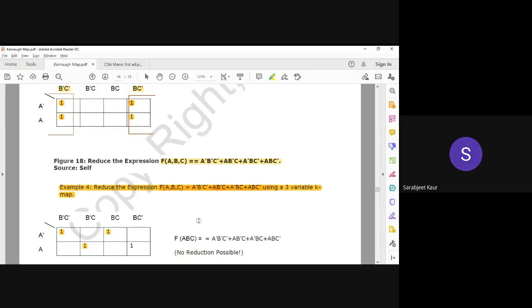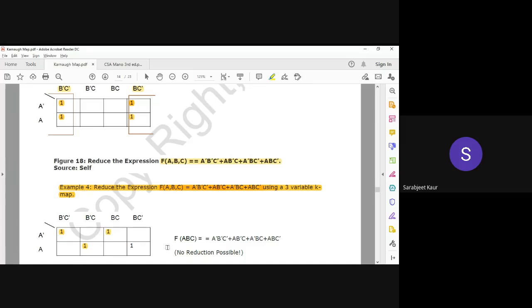Is this clear to everybody? In this case, there are no adjacent squares which contain 1 adjacent horizontally or vertically. There are squares which are diagonally adjacent, but our grouping rules do not allow us to group these ones diagonally. So that is why we cannot group any of these ones.